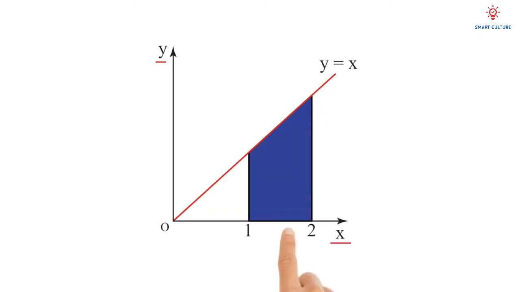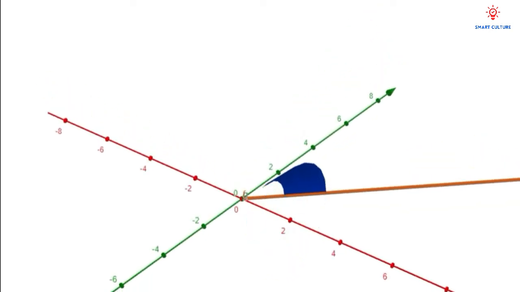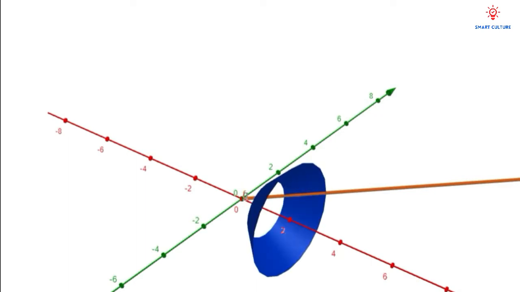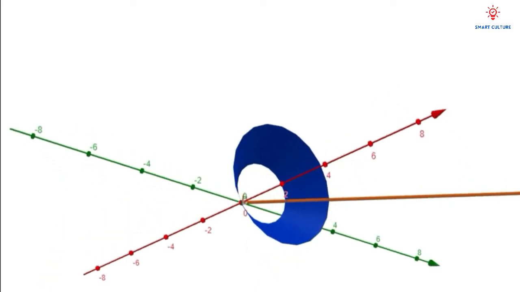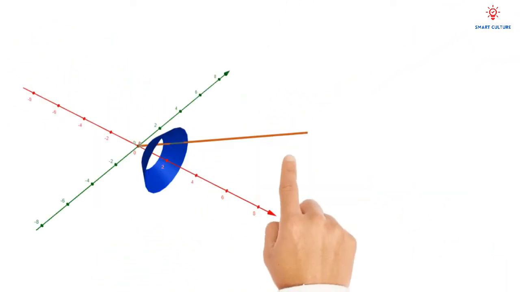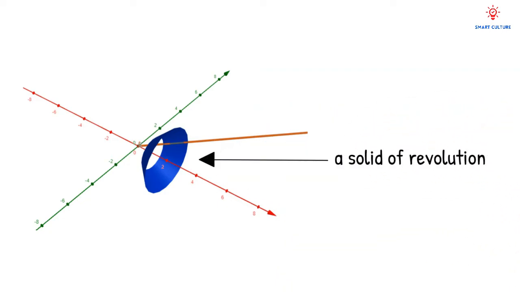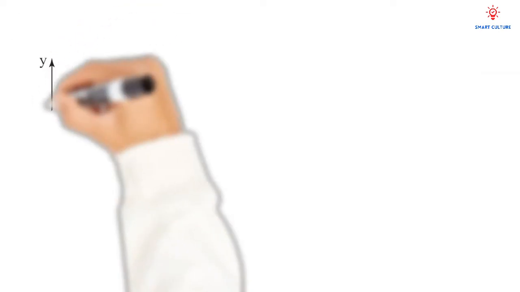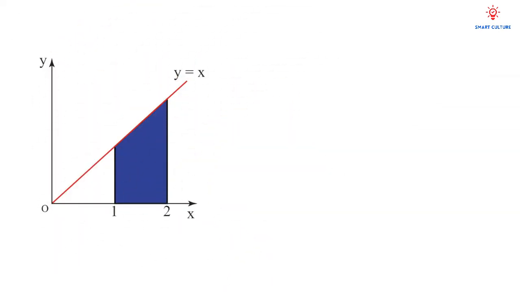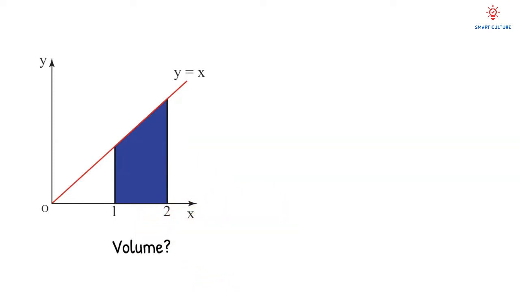In today's lesson, we'll take this shaded region and rotate it 360 degrees about the x-axis. The solid obtained here is called a solid of revolution. So it's very important that you know what the solid of revolution refers to. Take a look at this diagram. How can we go about determining the volume of this solid? Think about this for a moment.